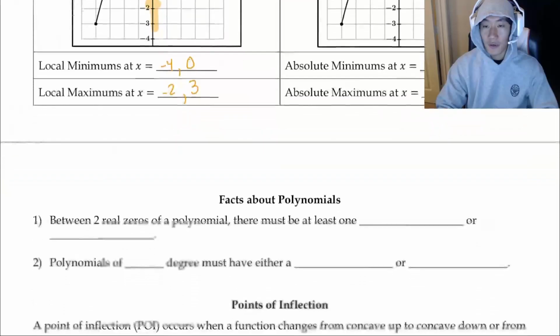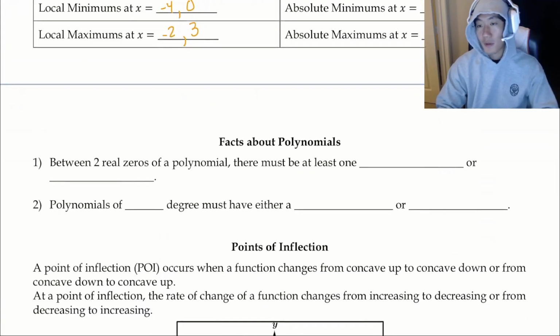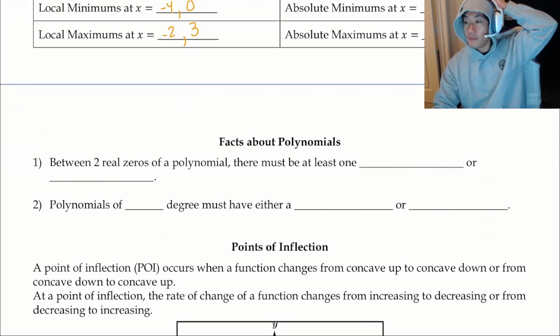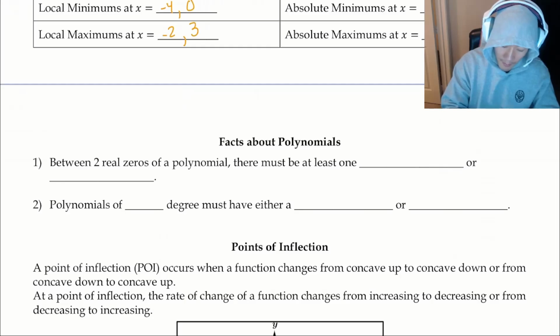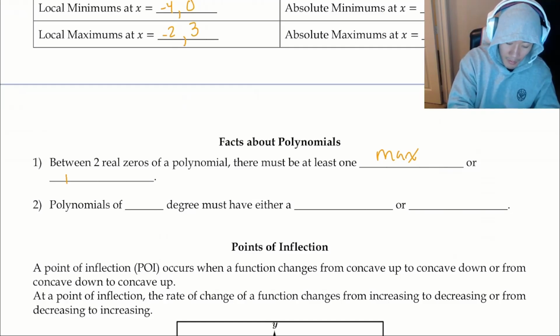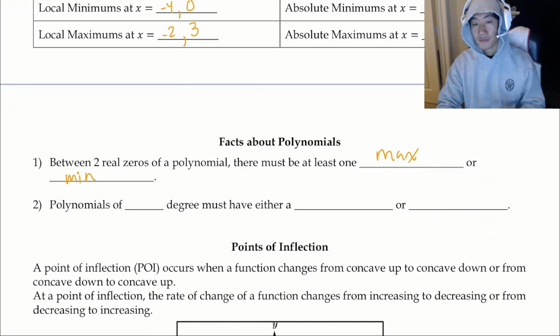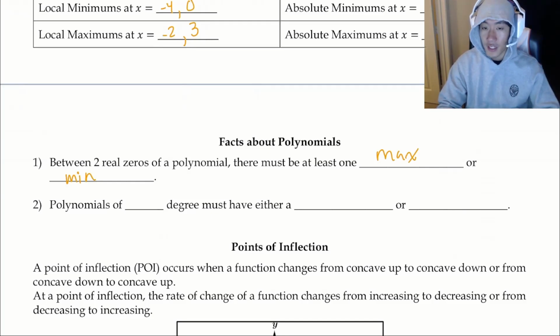Now let's move on to the next part and talk about some small facts about polynomials. It says between two real zeros of a polynomial, there must be at least one max or one minimum. That is the general rule here. So if you have two real zeros of a polynomial, there must be at least one of either, not both, not always.